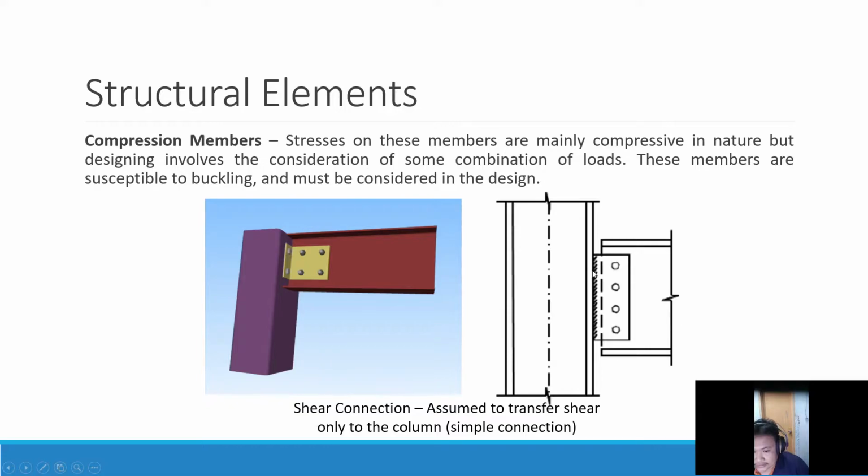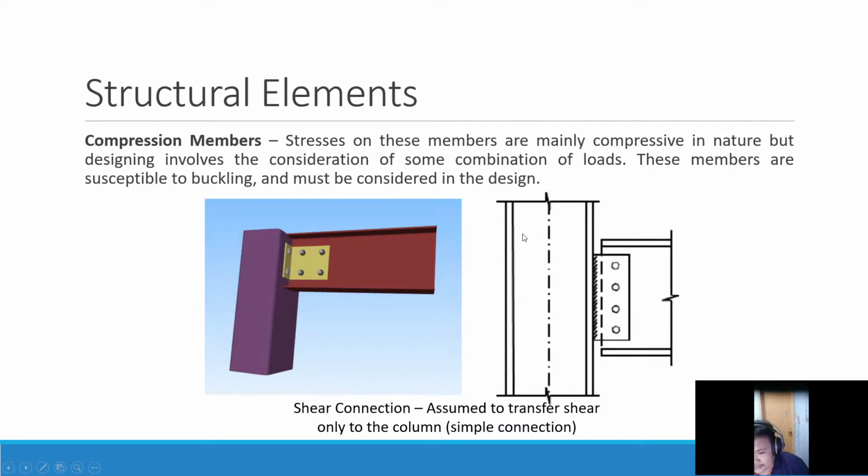Therefore, any bending or any moment that is carried by this compression member, this column, is negligible. Although there is a small moment here because of its eccentricity, we can assure you that some compression members with this type of connection are purely compressive in nature. So you can design this column, since mostly what it carries is only shear, no moment. So this is a simple connection.